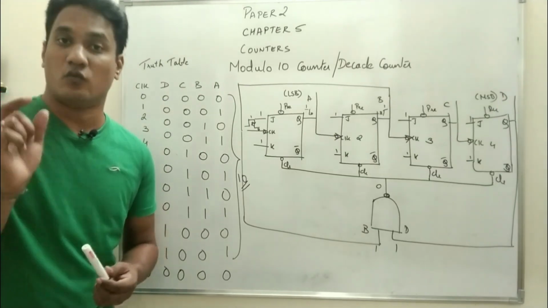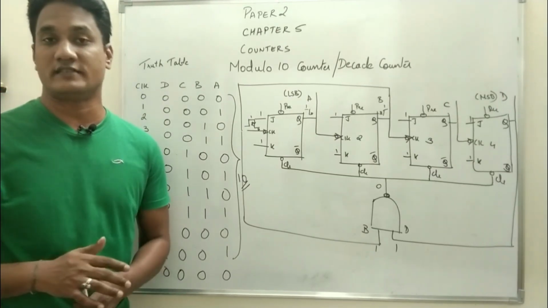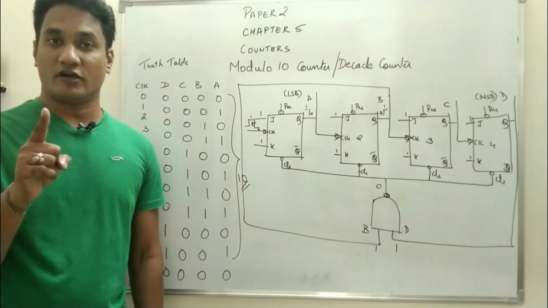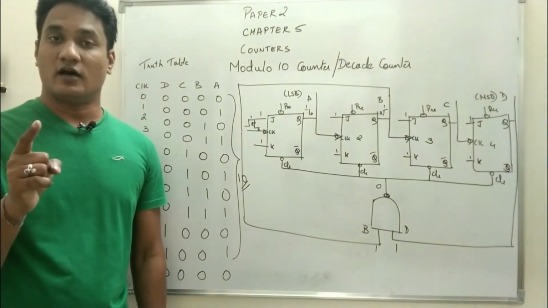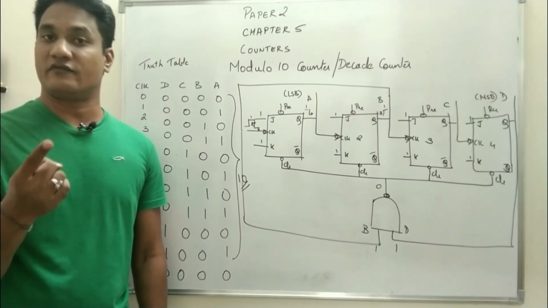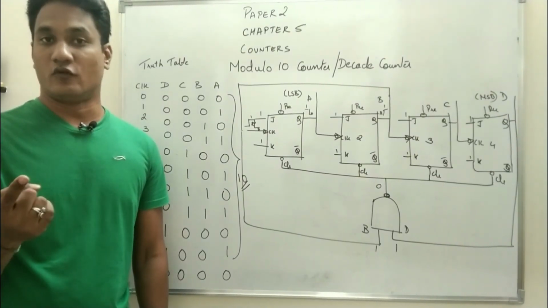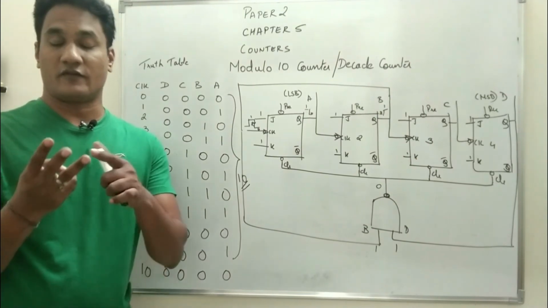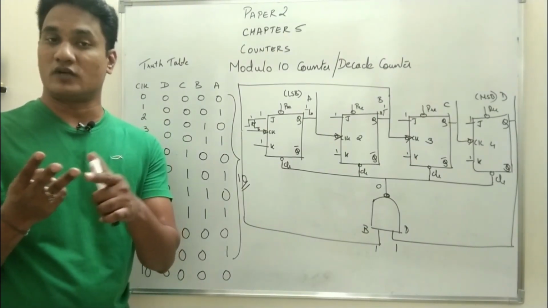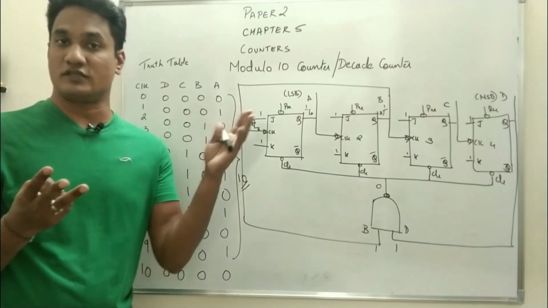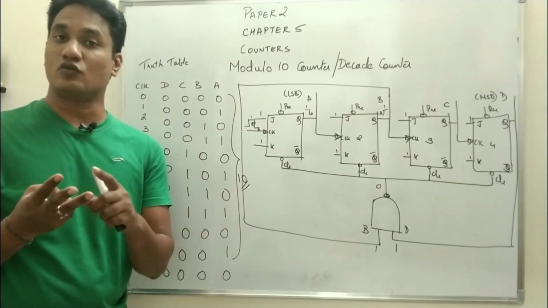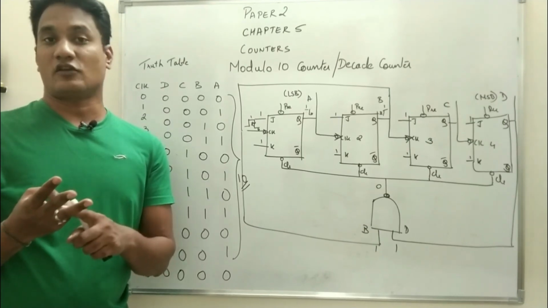So whenever you are asked to design a modulo counter, first you decide the number of flip-flops, second you decide how many outputs it will have. Of course, if there are 4 flip-flops, there will be 4 outputs. Third thing, you have to check from which point to which point it will count. Of course, in the case of a modulo 10 counter, it is counting from 0 to 9, and at the 10th clock pulse it will reset.